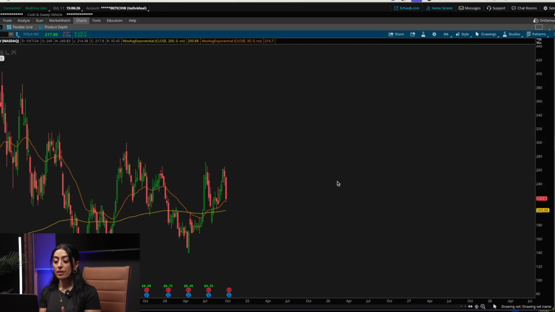All right, so this is Tesla's chart here. We're going to go through an example of how I would potentially apply swing trading strategies and what I look out for when I'm looking for a potential swing trade.